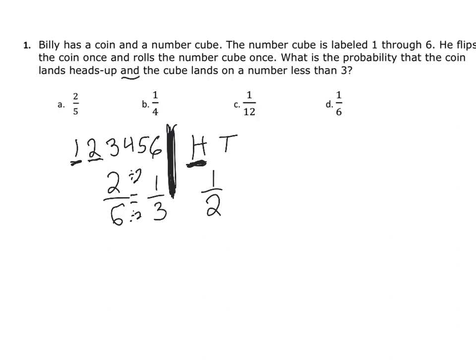Now, when we have a problem that's talking about probability and it has the word and, that means we're going to multiply the 2 fractions. So we have 1/3 times 1/2. When we multiply straight across, 1 times 1 is 1, 3 times 2 is 6. So we end up getting 1/6.